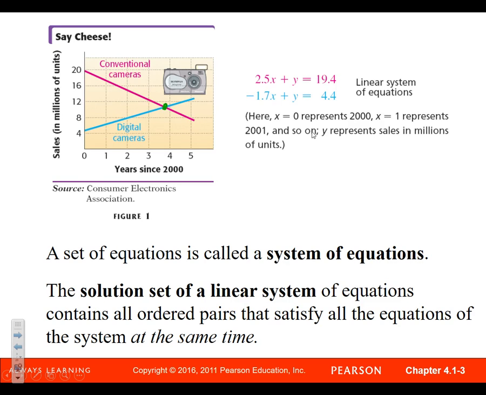Okay? So to find where those 2 cross, notice how we can represent that as a coordinate, right? So that's what we're looking for. We're going to be after an x, comma, and a y.